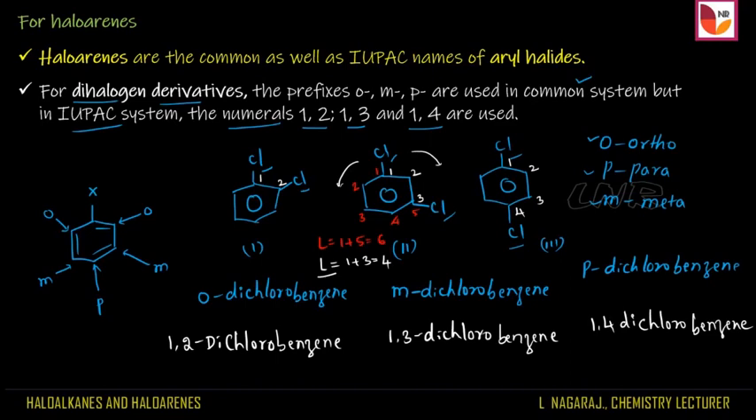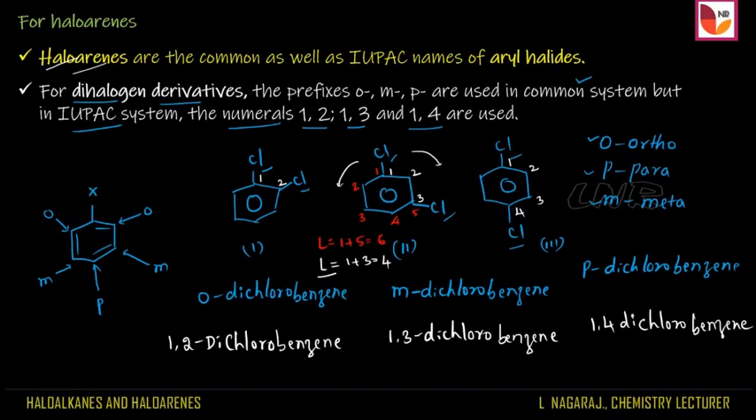dichlorobenzene. That is, in the common system as well as in the IUPAC system, the aryl halides are to be named as haloarenes. And if the molecule contains two halogen atoms, in that case the positions of the halogen atoms are represented by using prefixes. That is, in the common system, ortho, meta, para are used, and in the case of the IUPAC system, the numerals 1, 2, 1, 3 and 1, 4 are used.